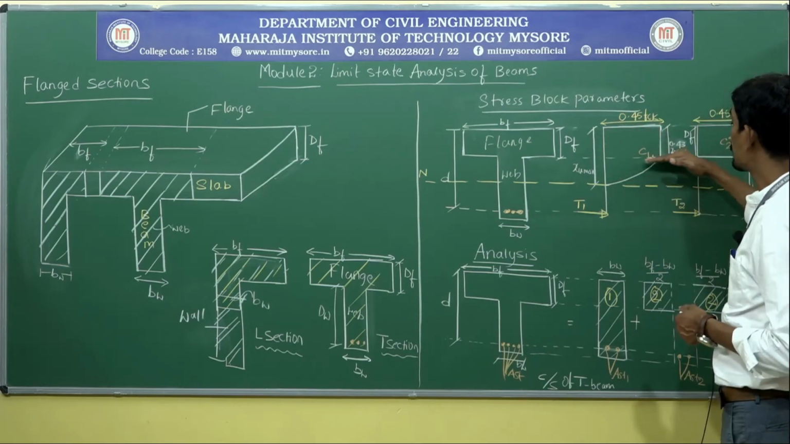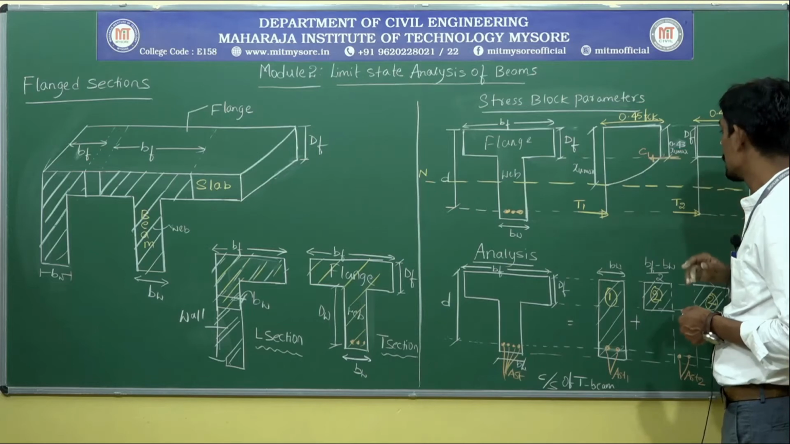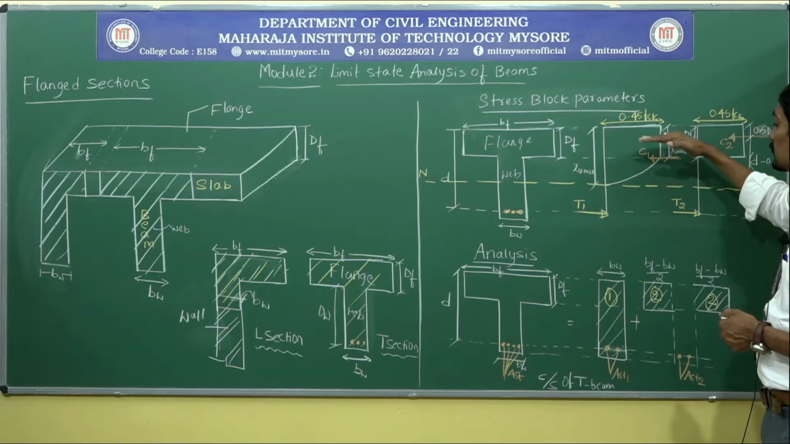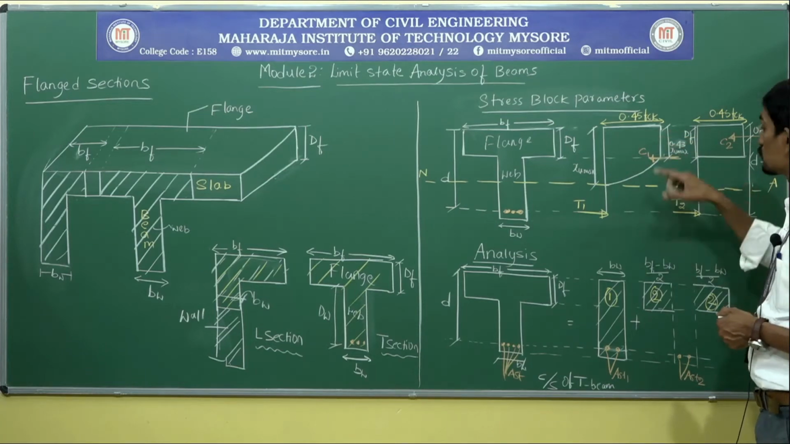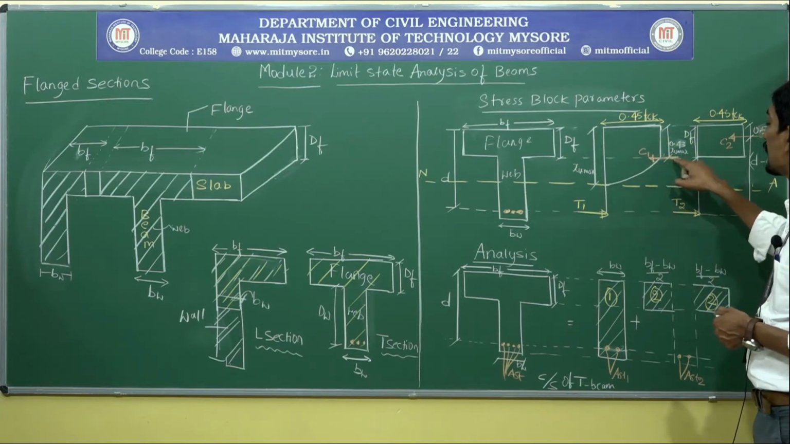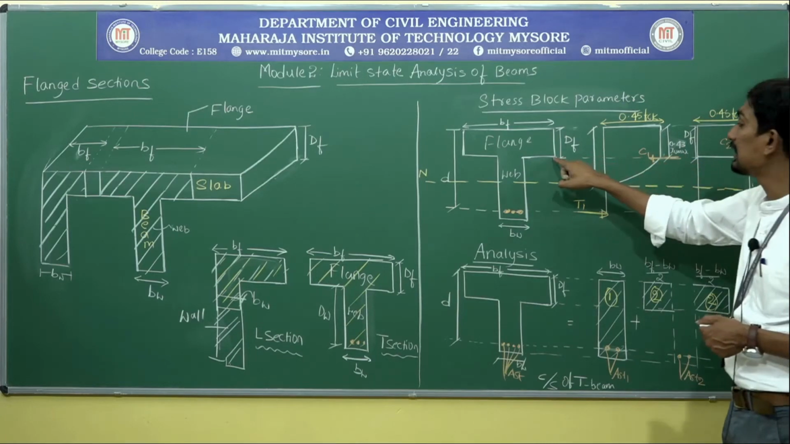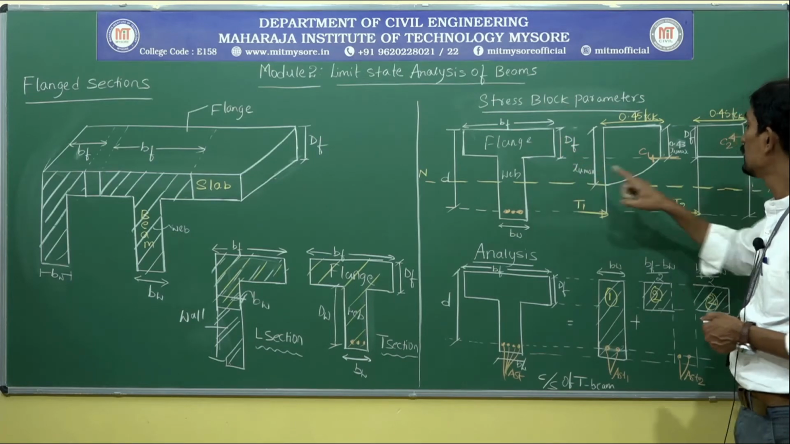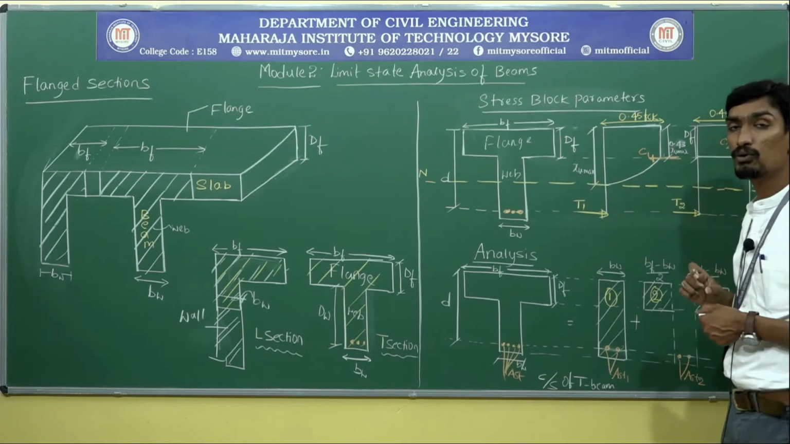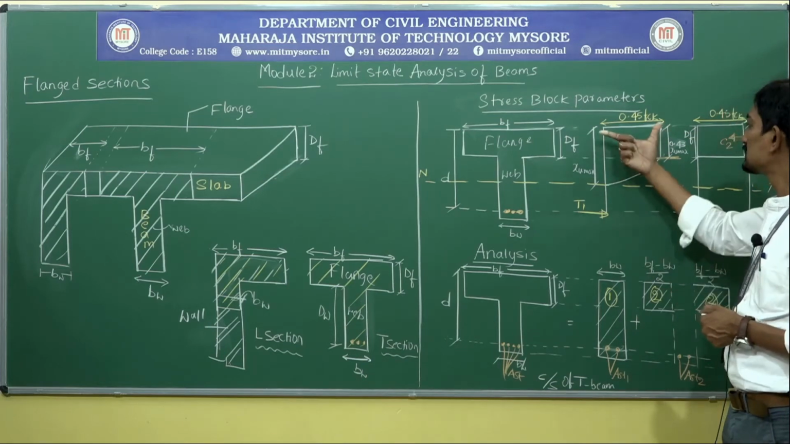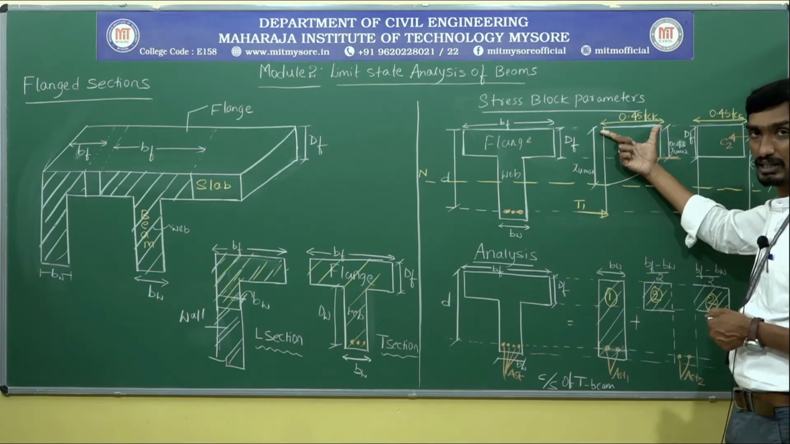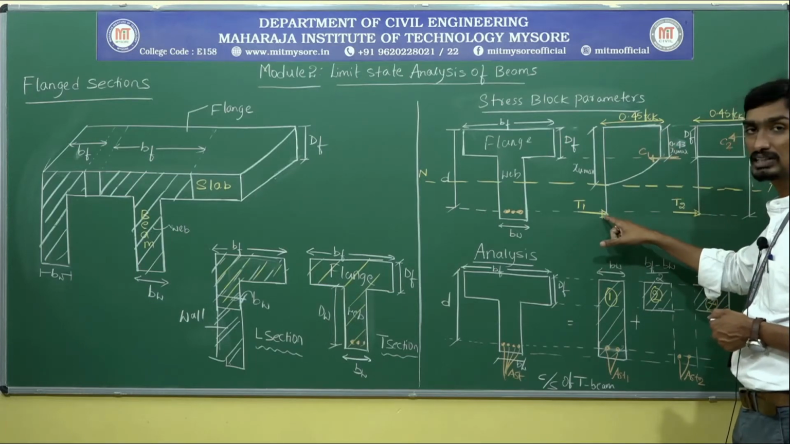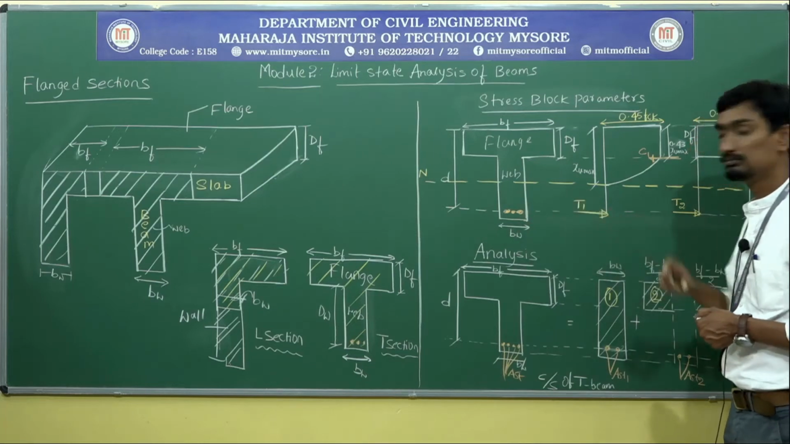Here your compression force 1 will lie, because C1 will be lying at the edge, and another compression force will lie at the middle portion. One compression force, C1, will be acting exactly at the edge of the rectangular portion, or end of the flanged portion, at a distance of 0.43 XU max. And this remains the same, that is 0.45 fck, which you already know. And next, T1 is the tensile force carried by the steel.